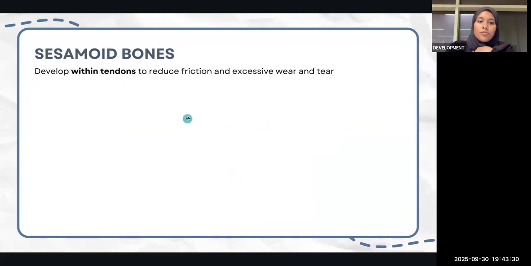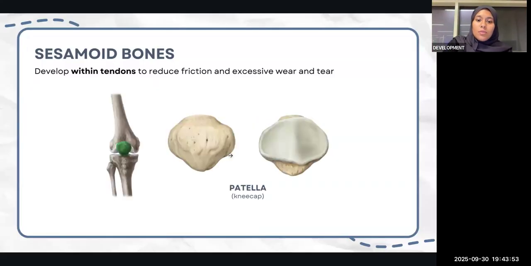Okay, sesamoid bones. There's only one type, okay? They basically develop between the tendons because they want to reduce friction between the bones. And what is something that we use all the time, alhamdulillah? It's walking. We walk all the time, right? If we did not have our patella, our knees would be susceptible to injury. So the patella is the only sesamoid bone that they gave as an example, and it's basically your kneecap.